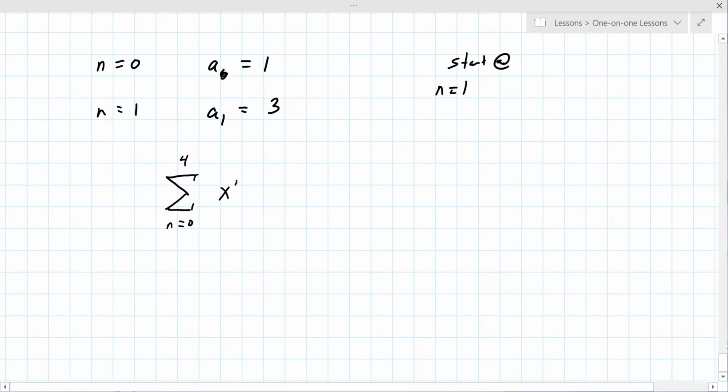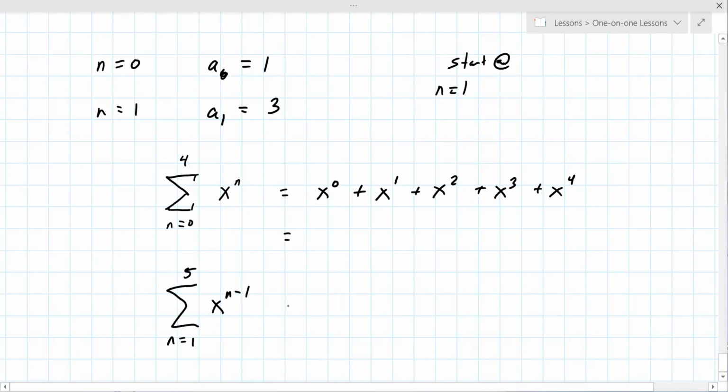If it's x to the n, then the first one here would be like x to the 0 plus x to the 1 plus x squared plus x cubed plus x to the 4th. And that's totally reasonable. Now, I assume your instructor probably gives you something like this. They'll say, oh, are these the same?